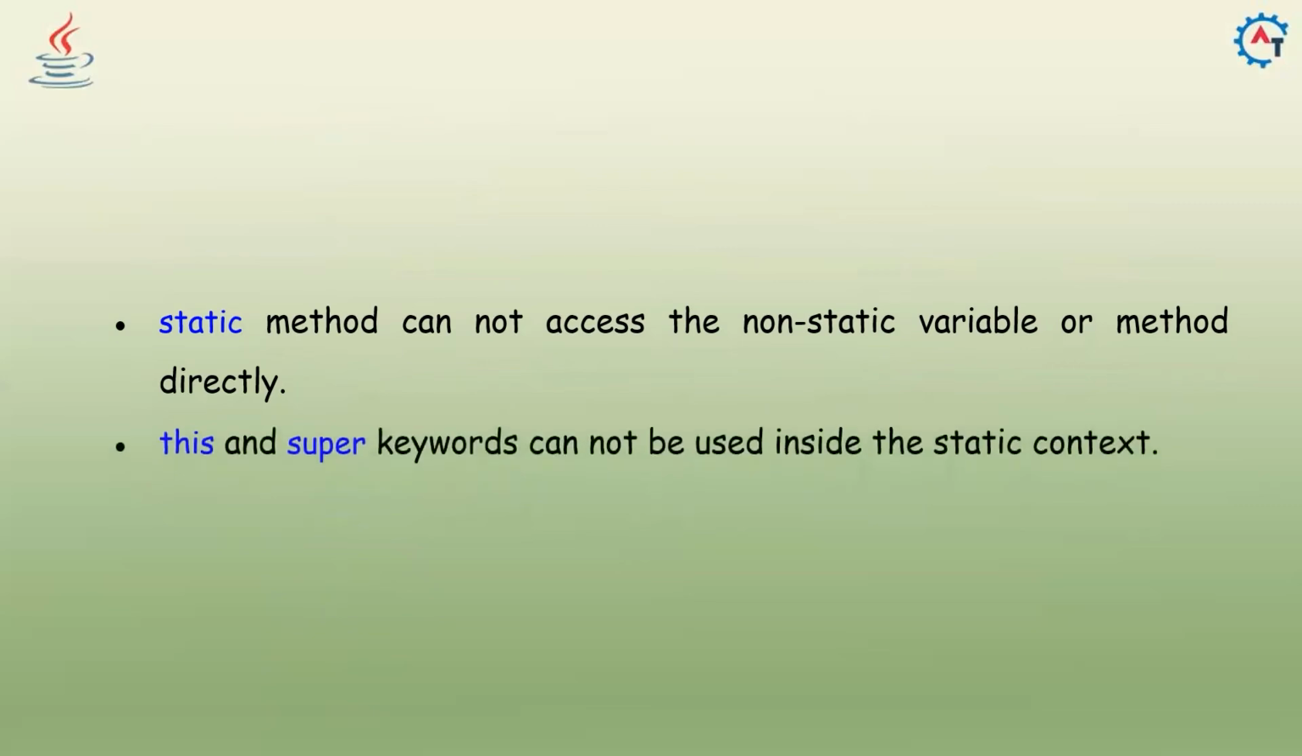The this and super keywords cannot be used inside a static context. This and super are related to objects, while static is not related to objects, it is class related. So these keywords cannot be used. What is this? What is super? We will discuss in our upcoming videos in detail.